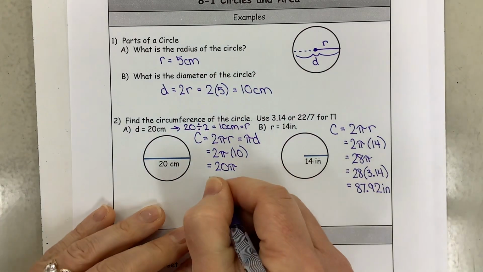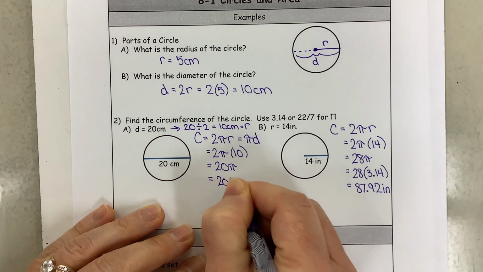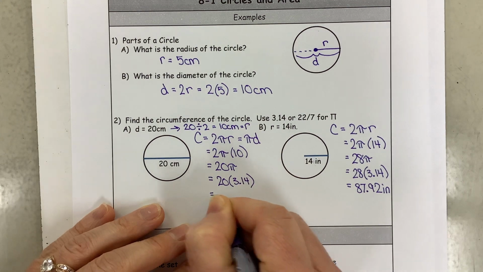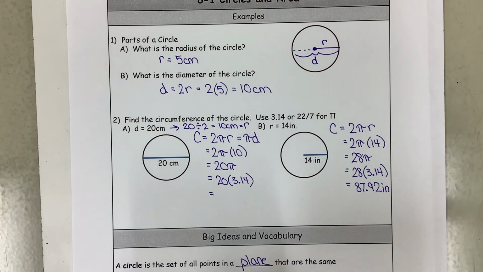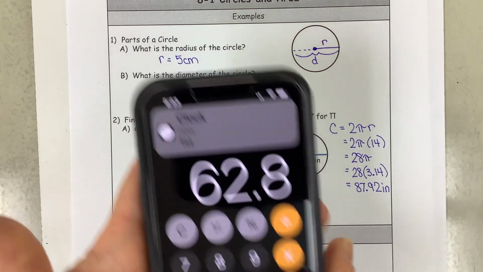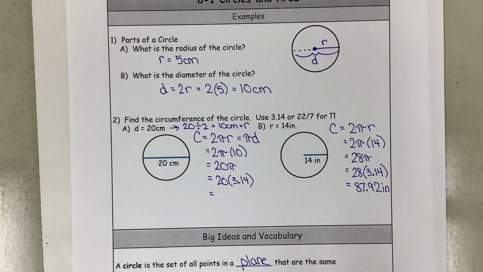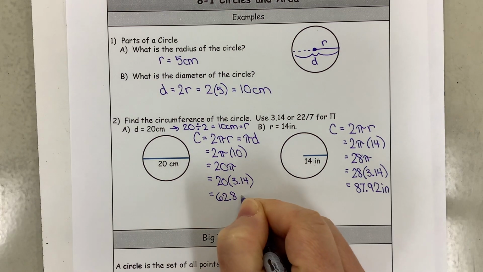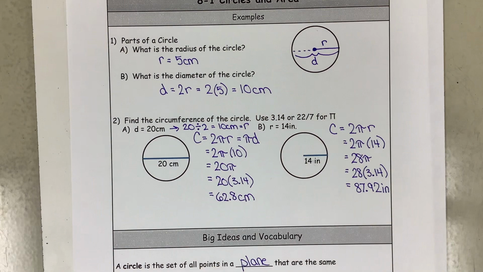Now we're going to finish this. We're going to take 20 times 3.14. And when we do that, okay, so we're going to take 3.14 times 20. We get 62.8. And that is, again, centimeters.